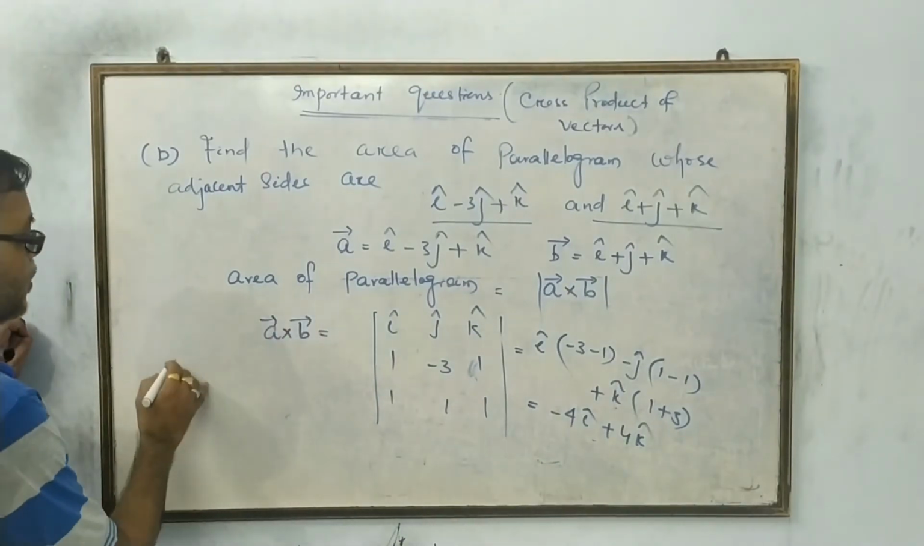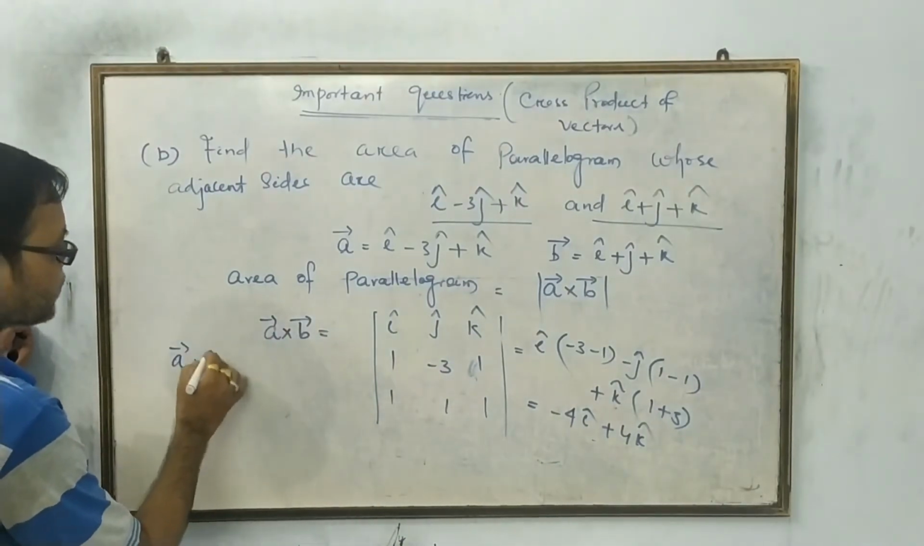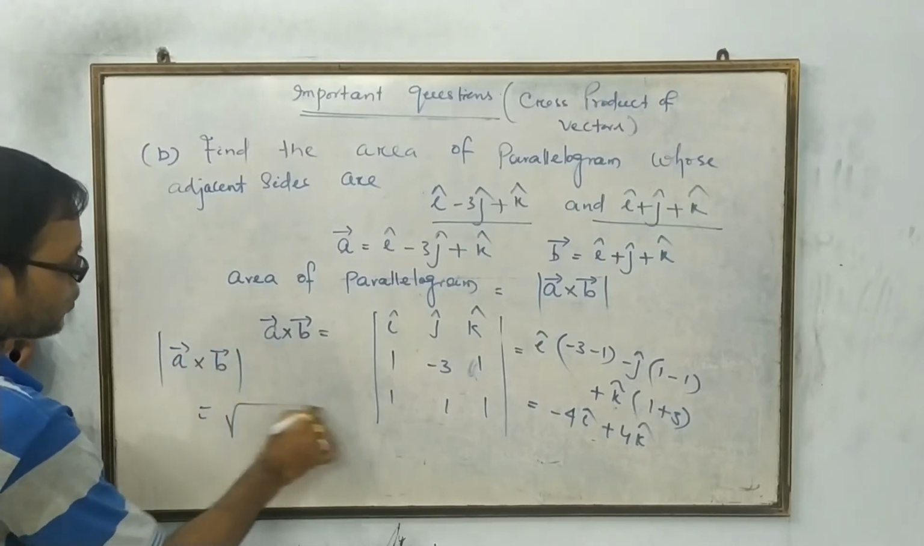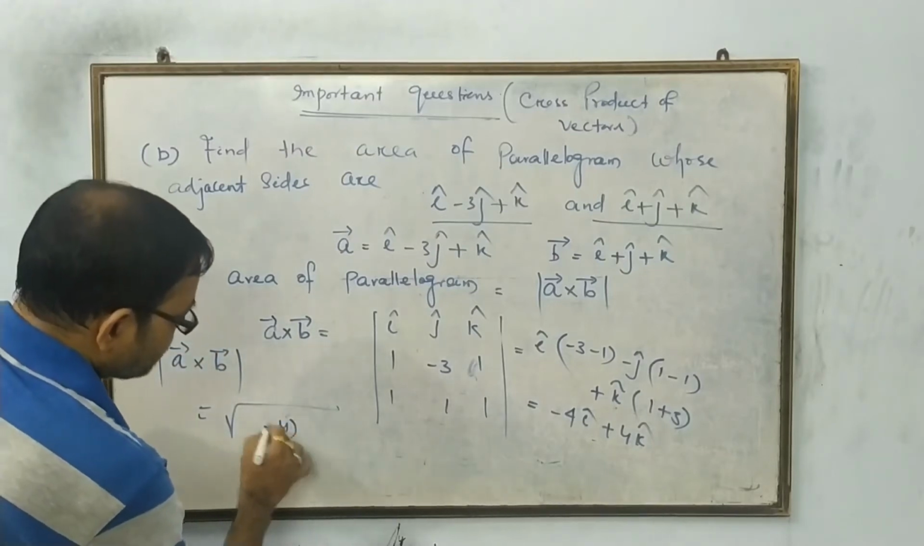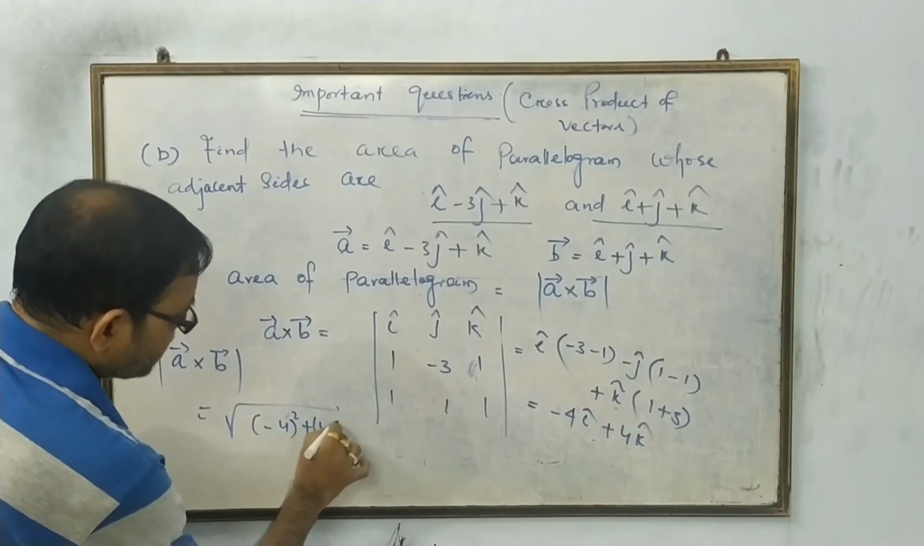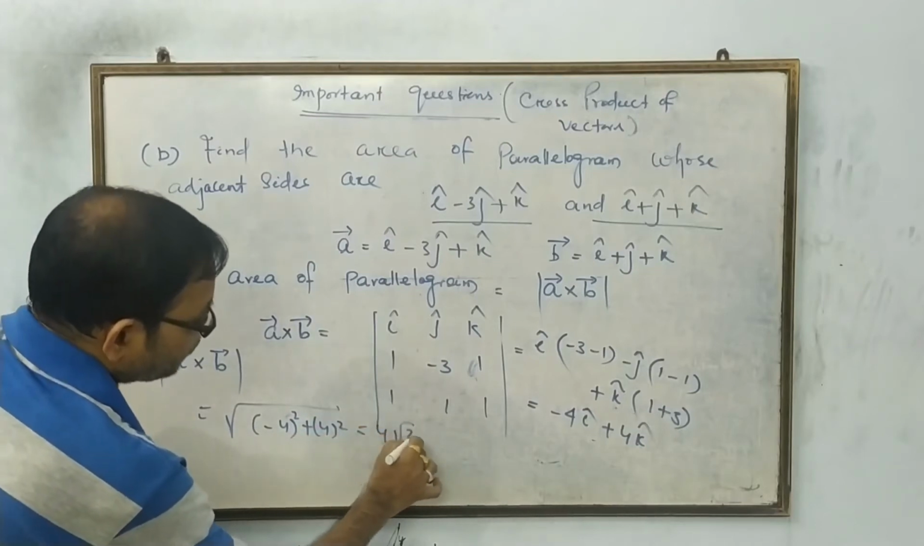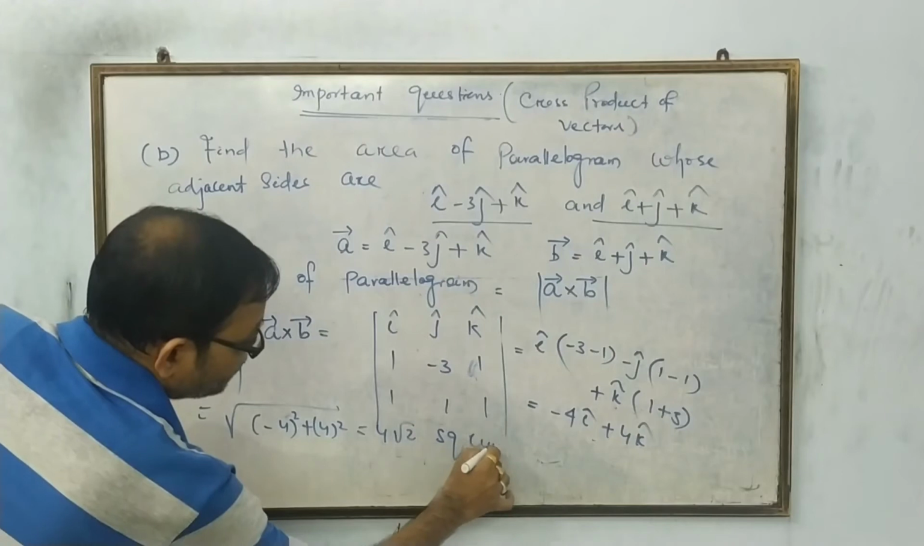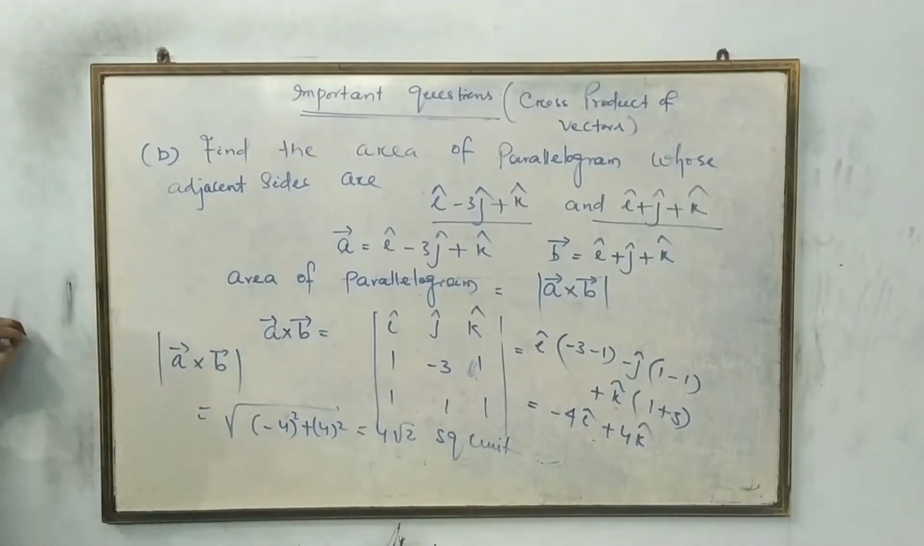Then what is the area of the parallelogram? A cross B magnitude. Answer is root over of minus 4 square plus 4 square, it is 4 root 2, but since it is area, you have to write the square units. Pause the video to note it down.